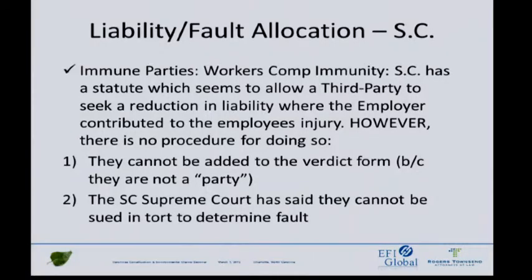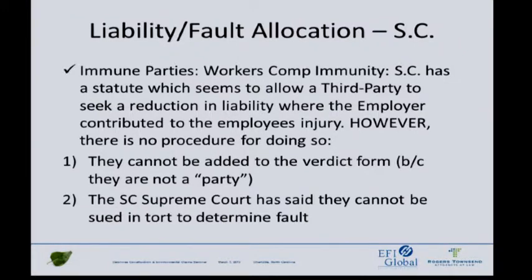So, immune parties in South Carolina. In general, we're talking about workers' comp immunity. So if you have a situation where the guy's driving a company van, he gets in a wreck. Okay, he's going to get workers' comp because he's hurt on the job. And then he sues the person who hit him. Okay, we call that the third party. You have a third party suit.